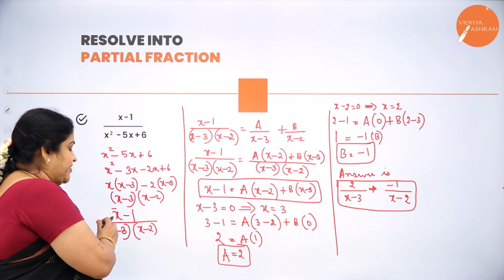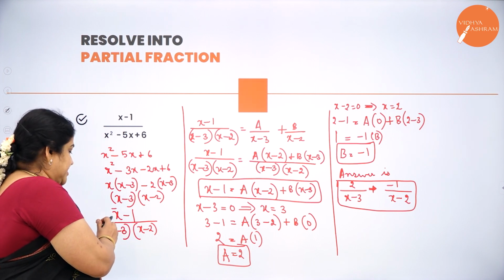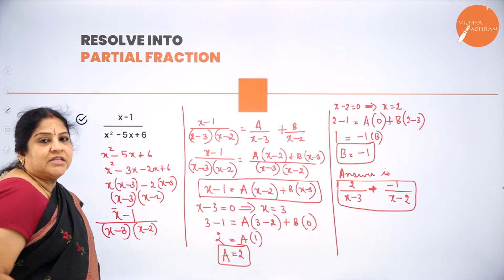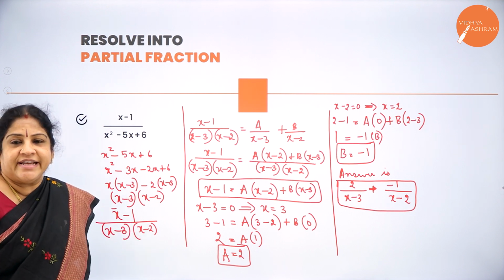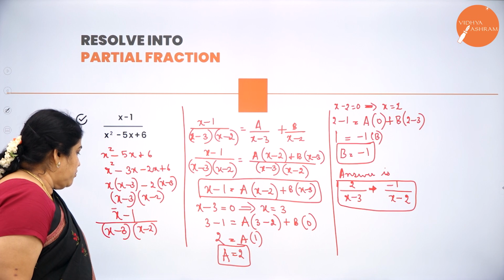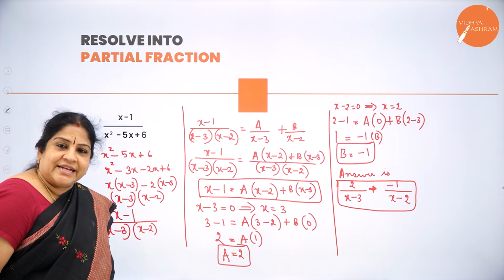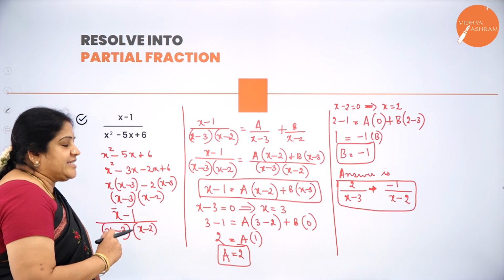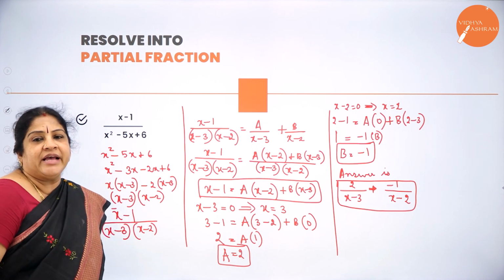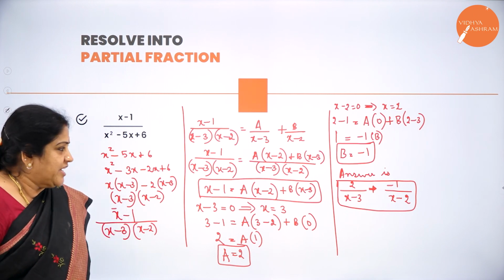What is the higher degree of the numerator? Power of x is 1, and in the denominator the power of x, the degree, is 2. Therefore, the degree of numerator is less than the degree of denominator. So, it is ready for being resolved into partial fractions.